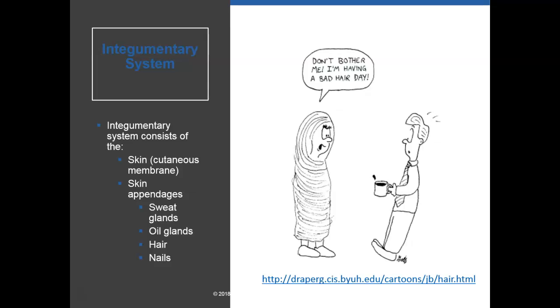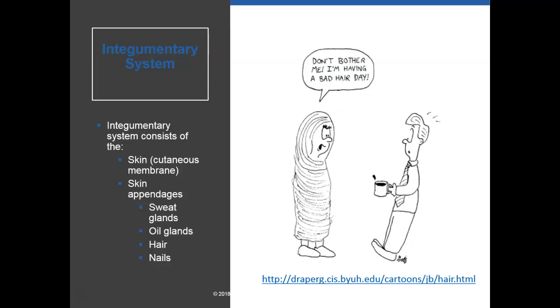Now we're going to get into the integumentary system. The integumentary system's major organ is the skin. That's the only major organ, but it has a lot of accessory organs, including sweat and oil glands, hair, and nails. We're going to talk about all of these different things in this chapter.